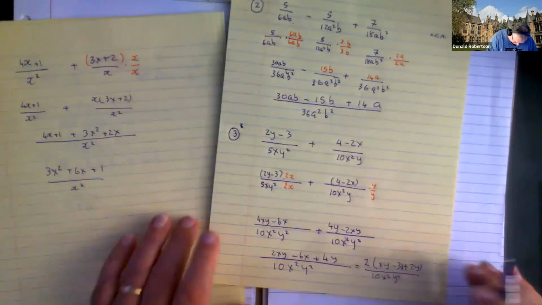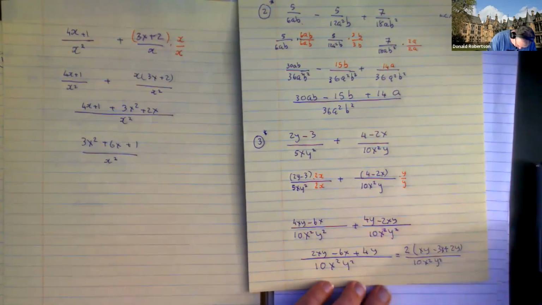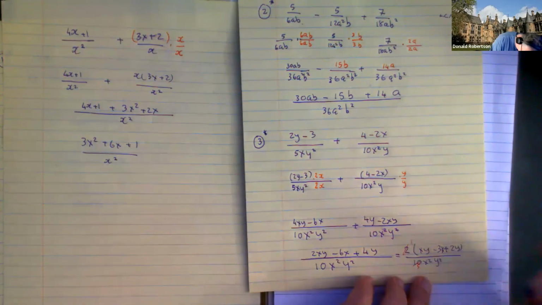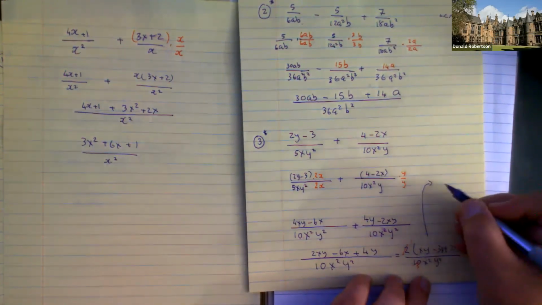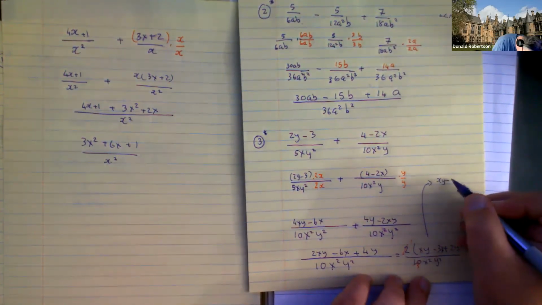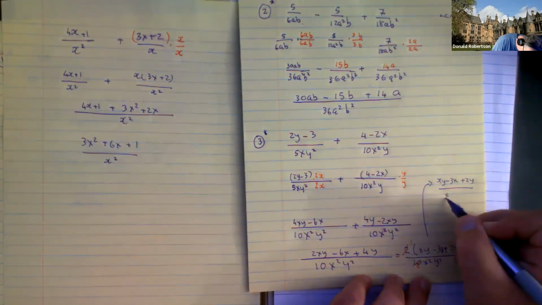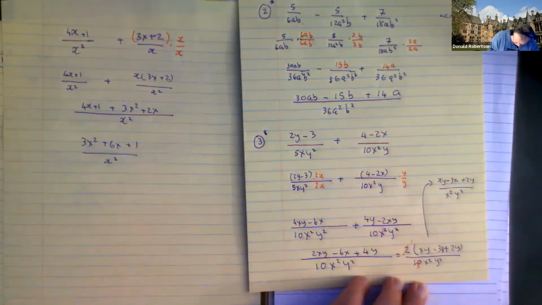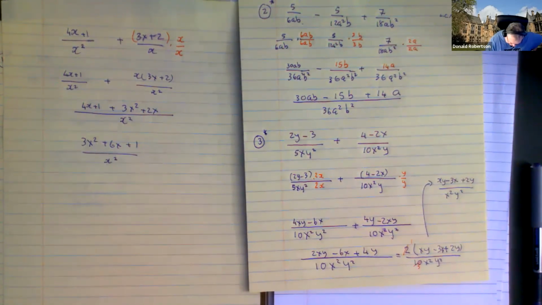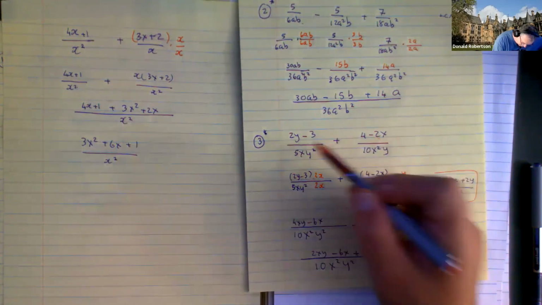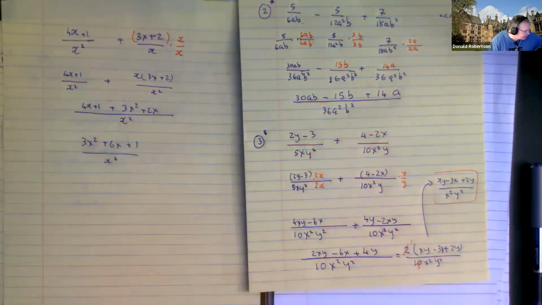And we get to cancel a little bit at least. Since I'm running short of room, the final answer is xy take away 3x plus 2y all over x squared y squared. And that is the final answer, the most simplified version of these two fractions being added.